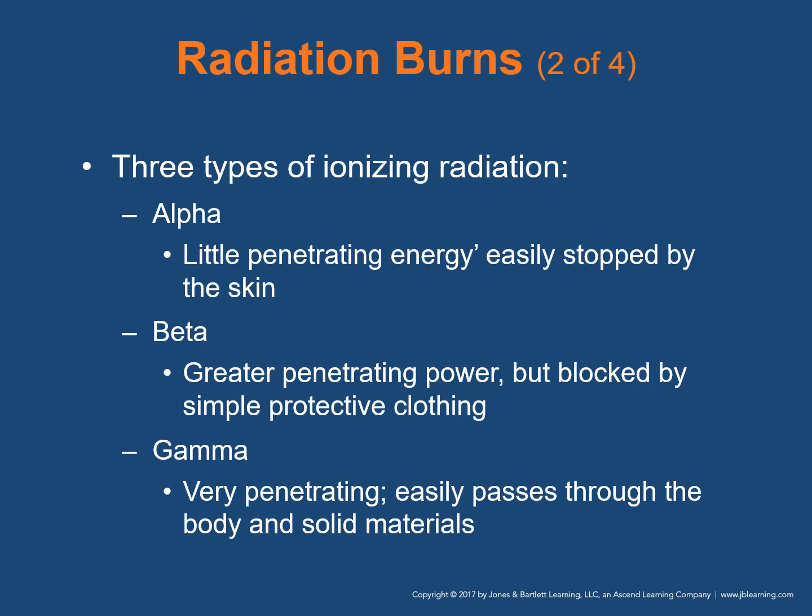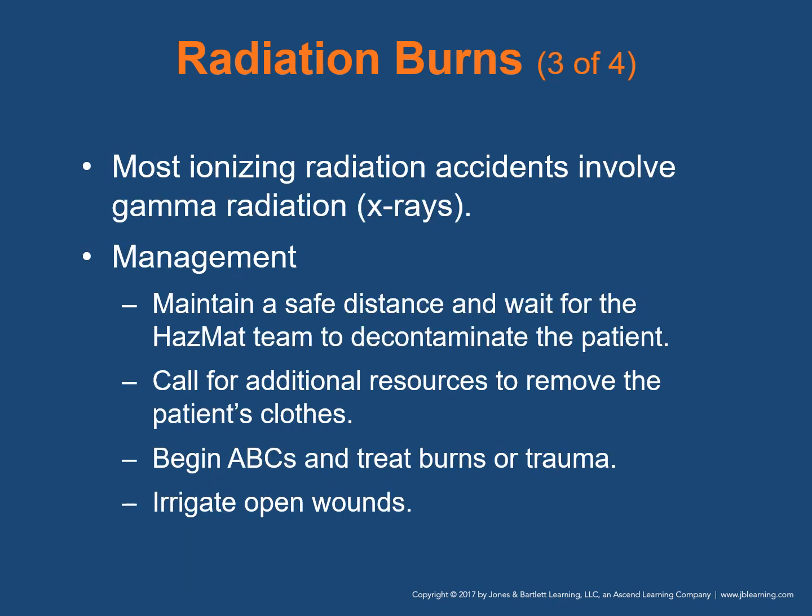There are three types of ionizing radiation: the alpha, beta, and gamma rays. Alpha are easily stopped. They have little penetrating energy. Beta has a greater power but can be blocked by protective clothing that is specially designed. Gamma is the highest threat. It easily passes through the body and solid materials. So really, there's nothing that you can wear that will protect you from gamma rays.